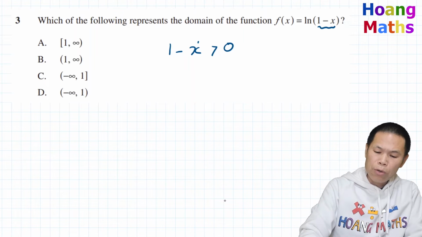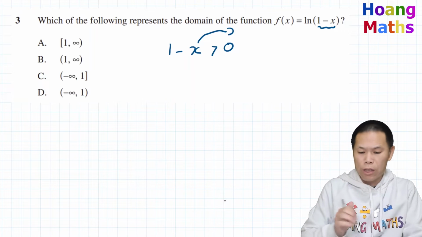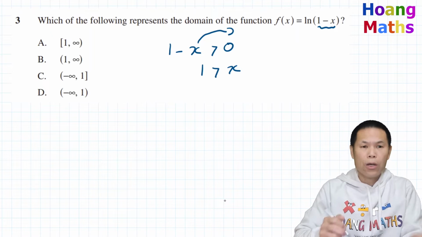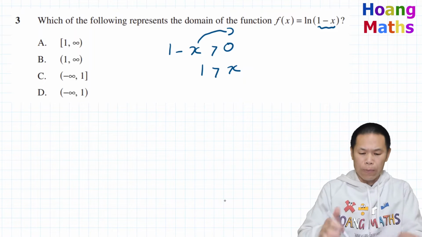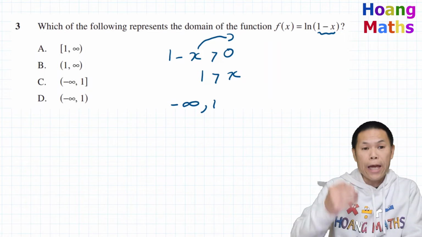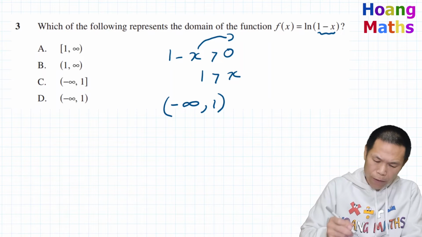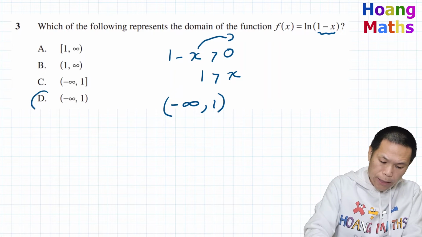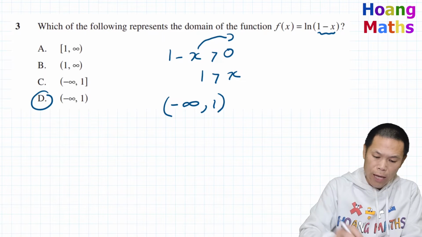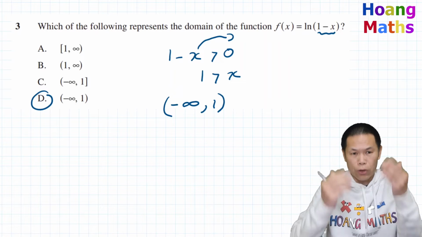Now I just move this to the other side. Negative x moves to the other side and becomes positive x. So 1 is greater than x, which means x is less than 1. So from negative infinity to 1, and don't forget, excluding 1. Now don't forget, C is including 1, so the answer cannot be C. Therefore, the answer is D. Keep that in mind.